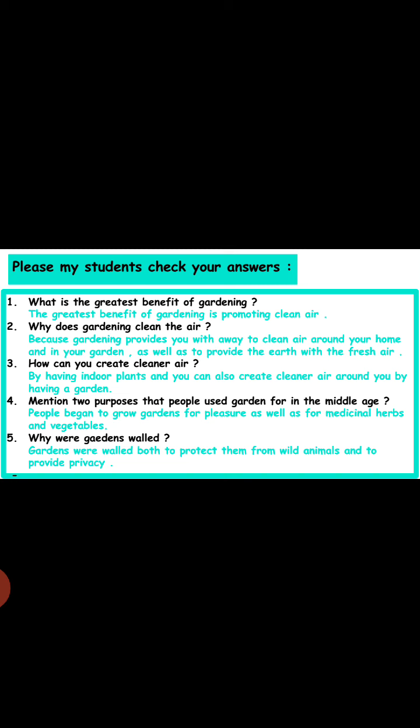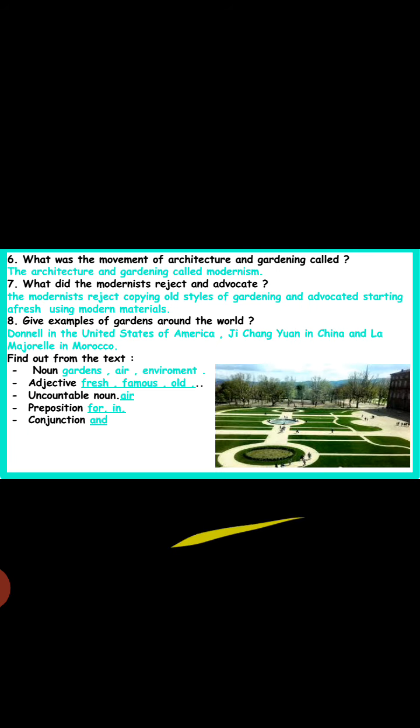Number five, why were gardens walled? Gardens were walled both to protect them from wild animals and to provide privacy. So people around the world build walls around their gardens just to protect them from wild animals and to provide privacy.